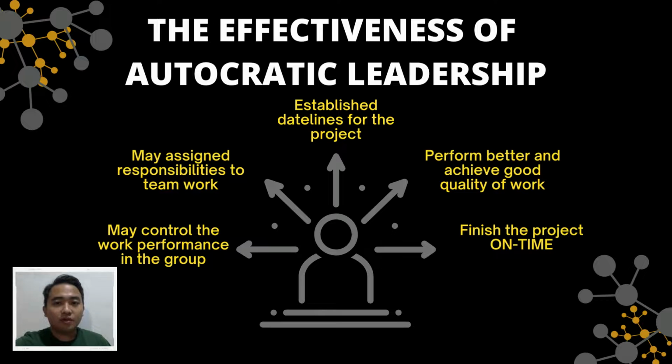Next, autocratic leadership may assign responsibility to teamwork. Next, it also can establish the deadlines for the project. Autocratic leadership also can perform better and achieve good quality of work that focuses on one decision and choices. And last but not least, the project may finish on time without any difficulties and failure.